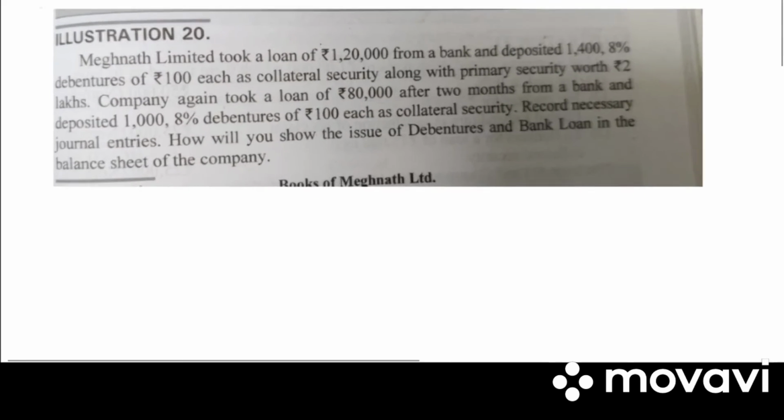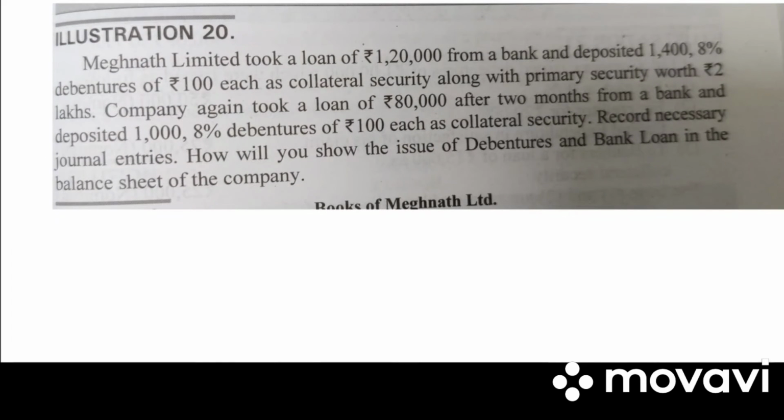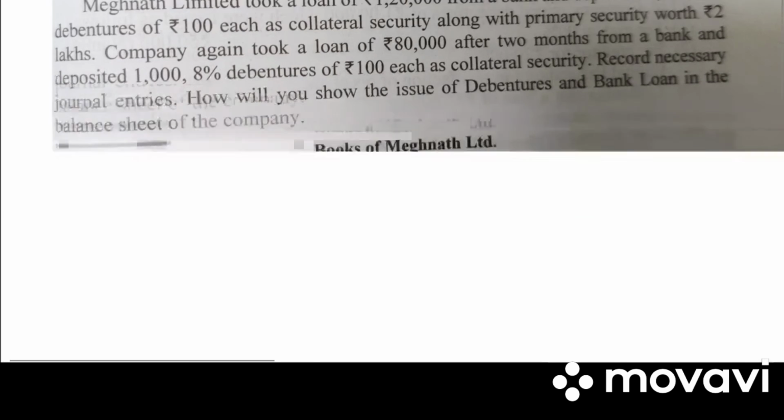Take down another illustration, that is illustration 20. Meghnad Limited took a loan of 1,20,000 from the bank and deposited 1,40,000 8% debentures of 100 each as collateral security along with the primary security worth 2 lakh. Company again took a loan of 80,000 after 2 months from a bank and deposited 1,00,000 8% debentures of 100 each as collateral security. Record necessary journal entries. How will you show the issue of debentures and bank loan in the balance sheet?